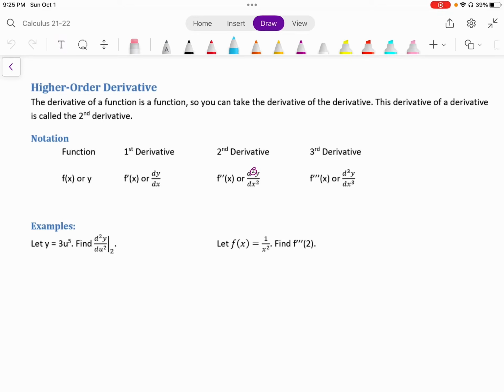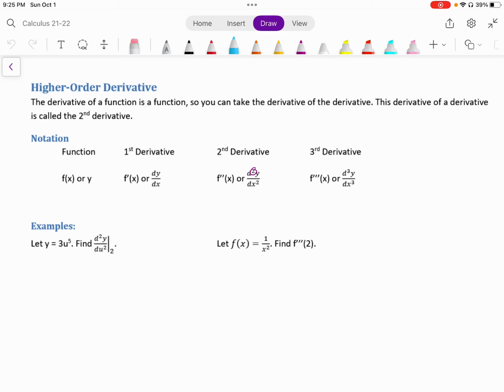Next, we're going to look at the last part of lesson 27, which is just higher order derivatives. It's not really anything complicated. The derivative of a function is a function, so you can take the derivative of the derivative. The derivative of a derivative is called the second derivative, and that will have some meaning for us later. But right now, we're just going to go ahead and take a first derivative or second derivative or whatever it might be.